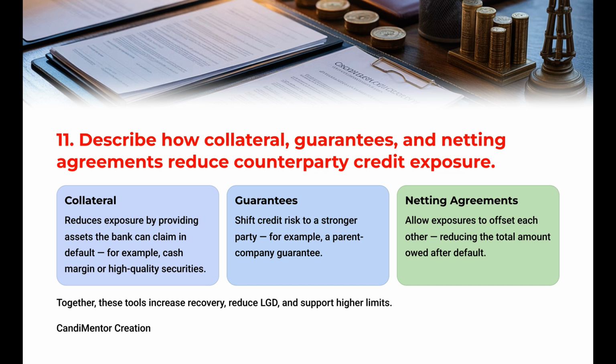And describe how collateral, guarantees, and netting agreements reduce counterparty credit exposure. Collateral reduces exposure by providing assets the bank can claim in default. For example, cash margin or high-quality securities. Guarantees shift credit risk to a stronger party. For example, a parent company guarantee.